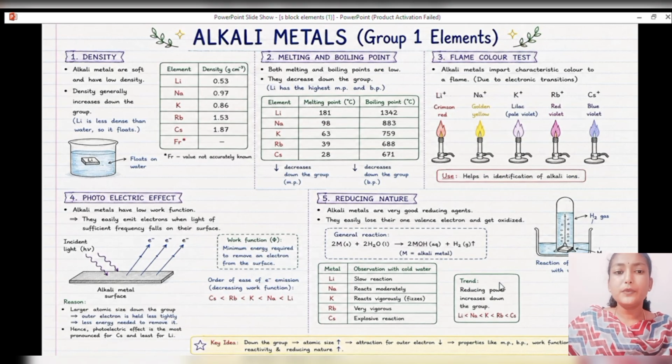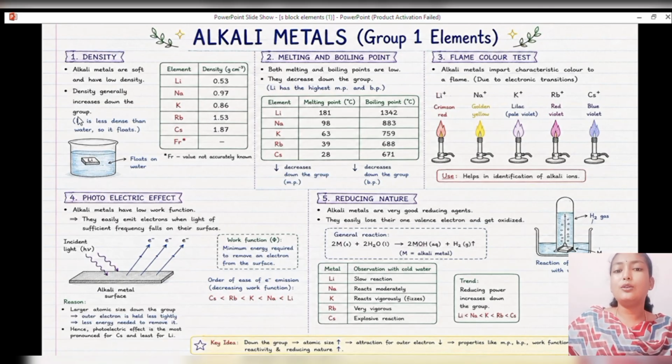Then we will see the density. You can see the table also here, the elements lithium, sodium, potassium, rubidium, cesium, and francium. Francium is radioactive, we already know. Because of that reason, they are not able to calculate its density accurately. As you go down the group, the density is increasing.